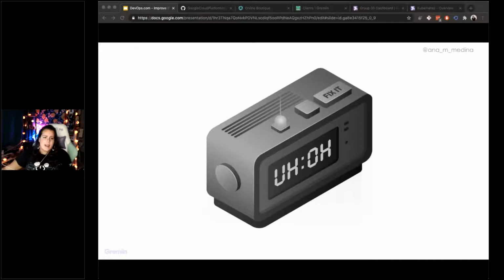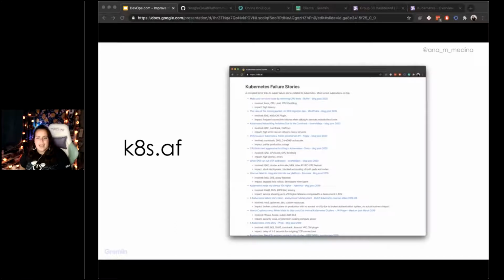And with that, I wanted to leave you all with a really handy resource that this amazing person in the industry, Jacob, has built. It's called k8s.af. It's just Kubernetes failure stories. So if you're an organization that has been doing Kubernetes for over a year, hopefully you've seen this resource. If you're an organization that's looking at getting started with Kubernetes, also make sure to take a look here.